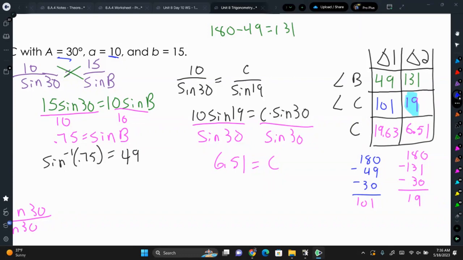Triangle 2, angle B is the largest at 131 degrees. Side B is the largest at 15. Angle C is the smallest angle at 19 degrees, and side C is the smallest side at 6.51. So this situation does have two triangles that both are possible solutions.